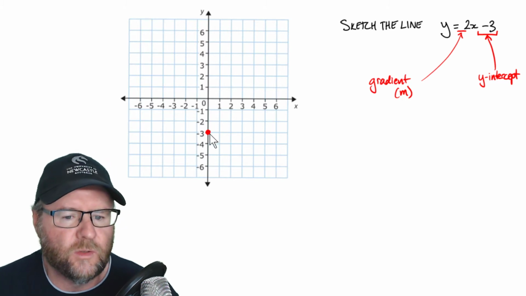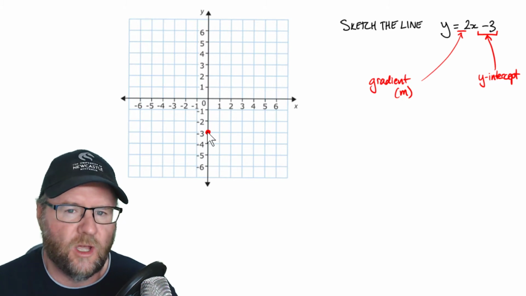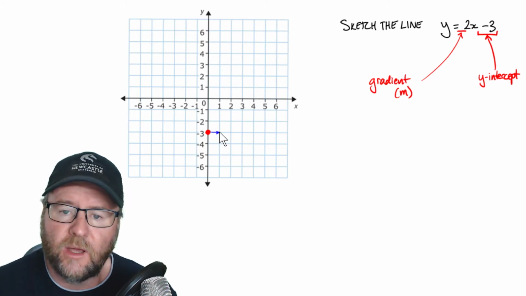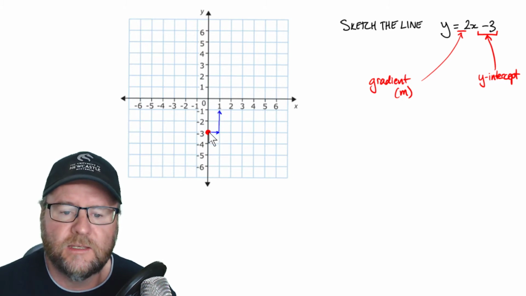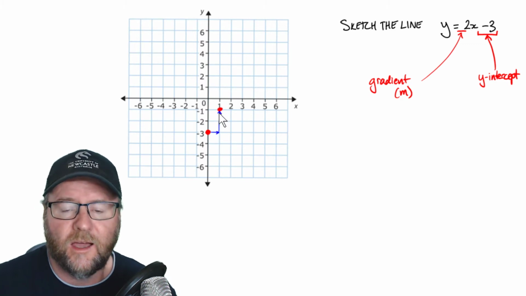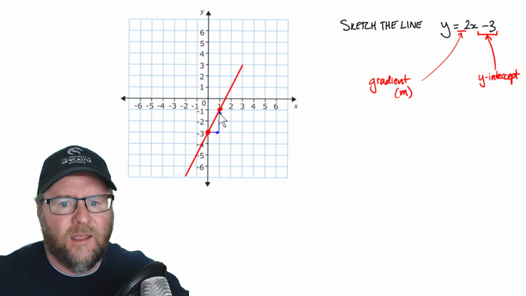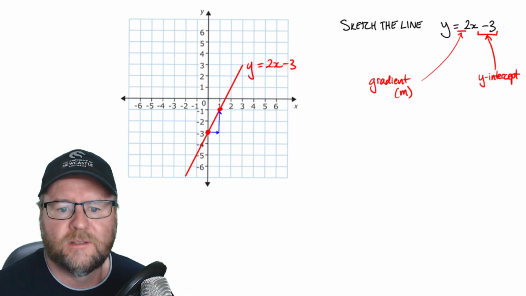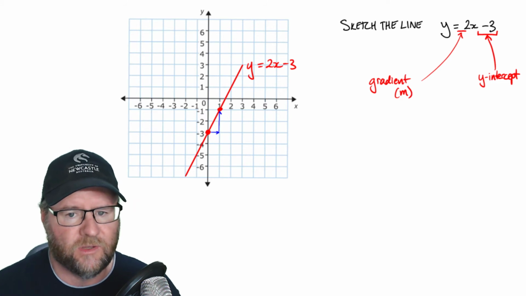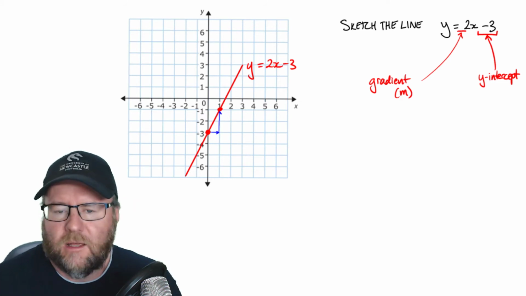Now, a gradient of 2 just means there's a slope of 2. So in other words, for every 1 that I come across, I'm going to go up 2. Okay? So from this point, if I come across 1, I go up 2, I can plot my second point. There's my line. We're done. y equals 2x minus 3. You pick whichever method works better for you. I'll give them to you both.